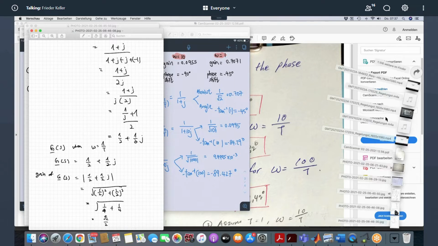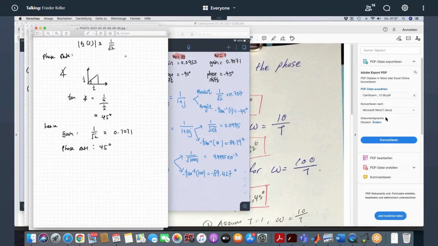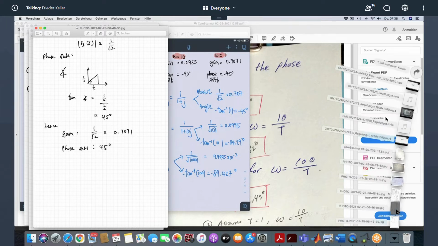And what else do we have here? I think here's something. Okay, 1 divided by root 2, 45. And there happened some small error here, because the minus is missing. Phase shift is minus. And I don't think that this drawing here is correct. Because this drawing would indicate that the angle is plus 45 degrees. So something must have happened here.